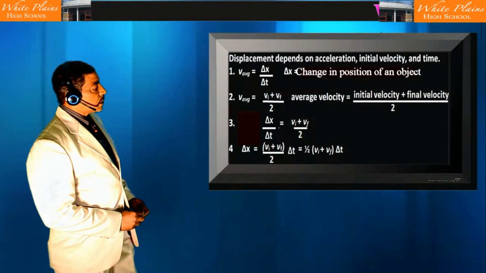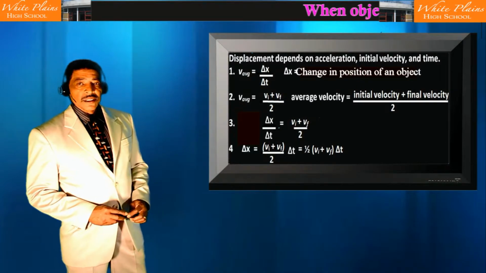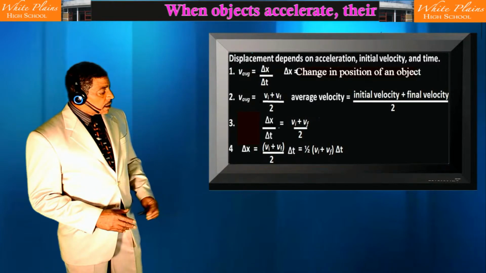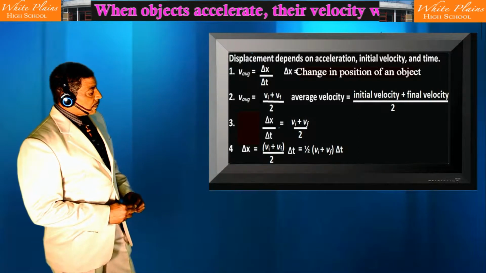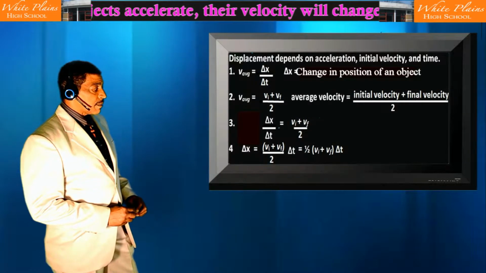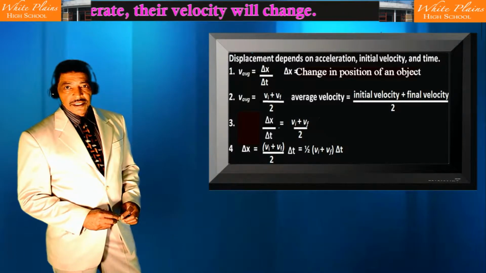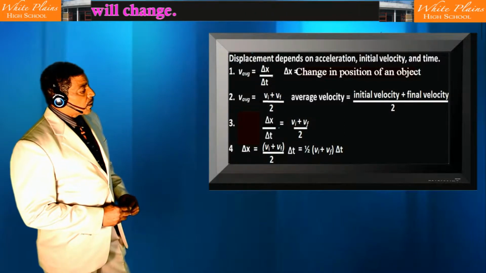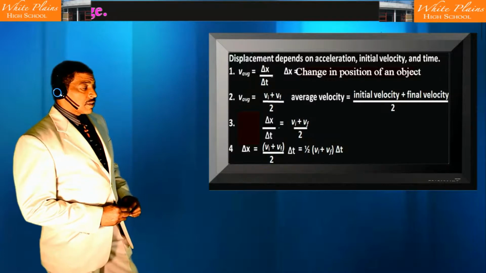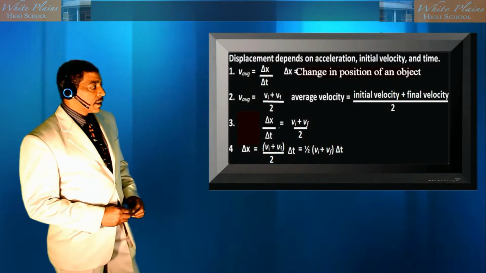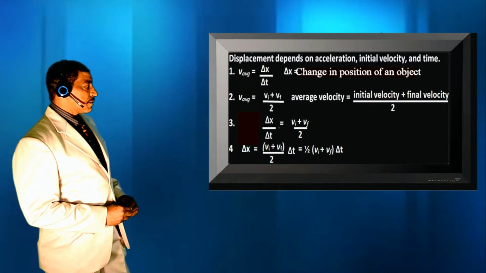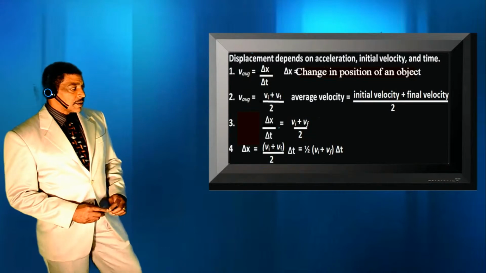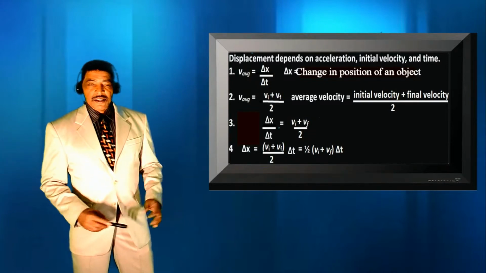Multiplying both sides of the equation by delta t leaves us with an expression for displacement as a function of time. Delta x is equal to v sub i plus v sub f divided by 2 times delta t. And simplifying the equation, delta x is equal to 1/2 times v sub i plus v sub f times delta t. This equation can be used to find the displacement for any object that is moving with constant velocity.